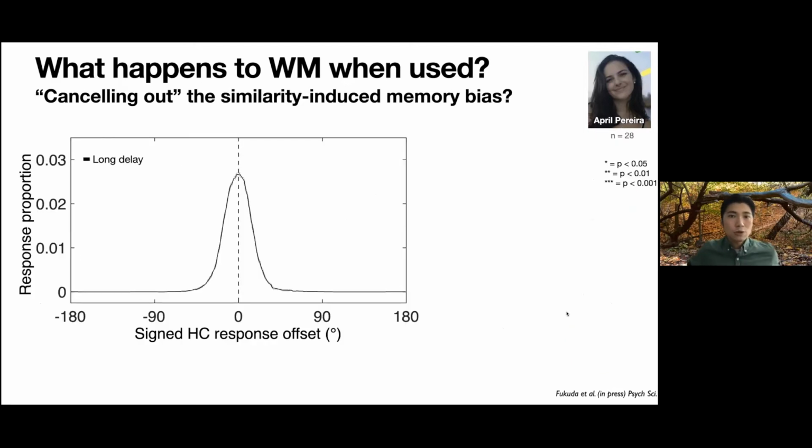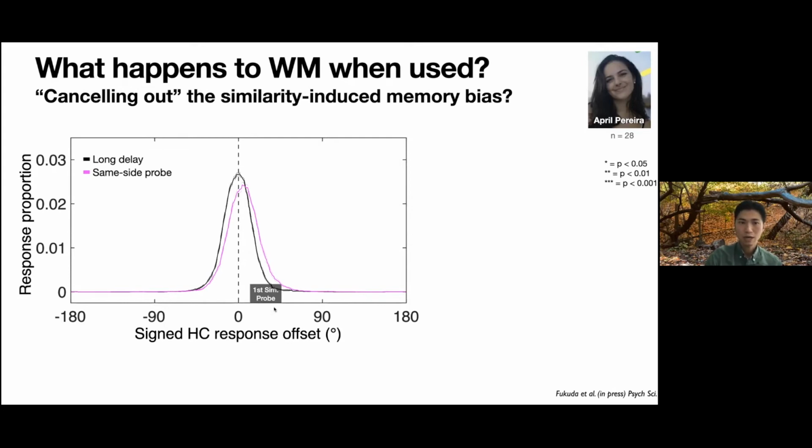Here what I'm showing you is a response offset distribution for the baseline condition. The gray area indicates the area from which we sampled the first similar probe. In the same side probe condition, we successfully replicated the previous finding, such that perceiving a new input as similar biases the working memory representation in that direction.